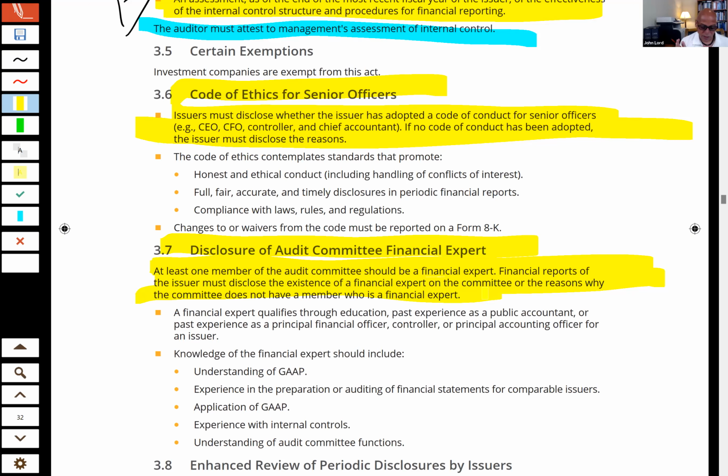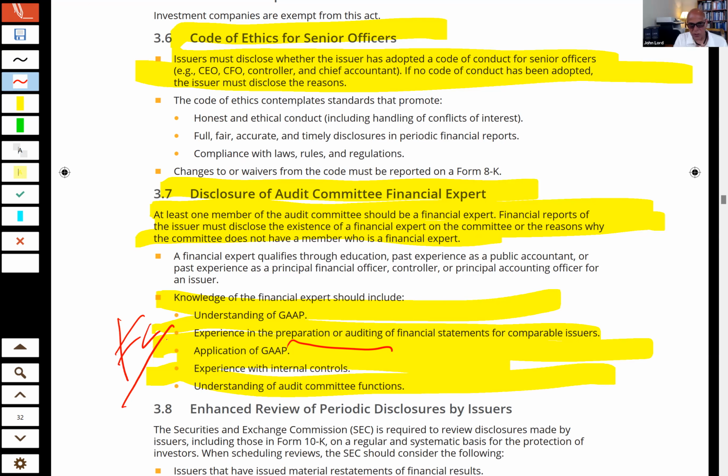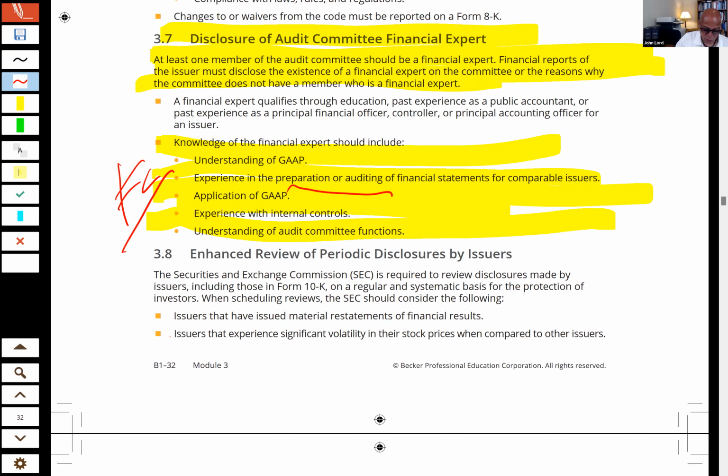Okay, so let's see what kind of knowledge you're going to need in order to be that financial expert. And of course, understanding of GAAP, experience in the preparation of audited financial statements, like preparation or auditing, experience, I should say, with internal controls, and understanding audit committee functions. Okay, so go ahead and flashcard that. I could see a CPA exam question asking that, and I think by getting your CPA, you will get these things, and so that's a good motivation for you as well.